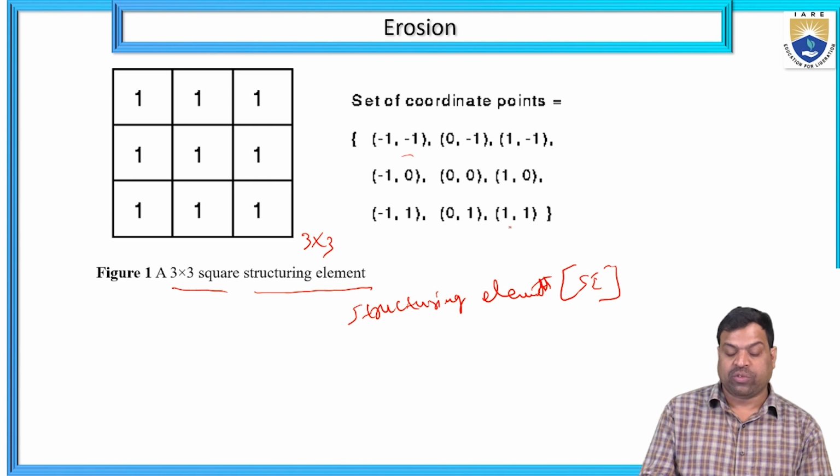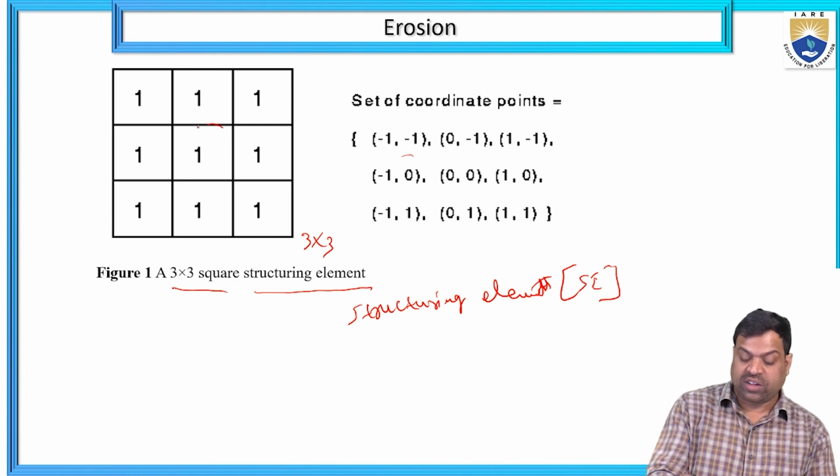-1, -1, 0, -1, 1, -1, -1, 0, 0, 0, 1, 0, -1, 0, 0, 1, 1, 1. How it came about: here it is the structuring element.